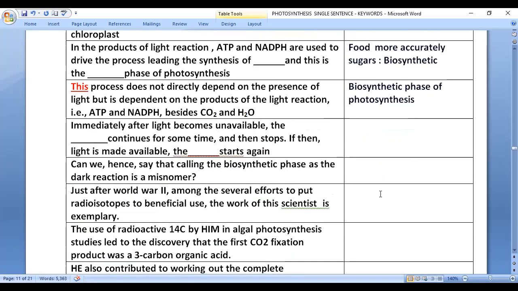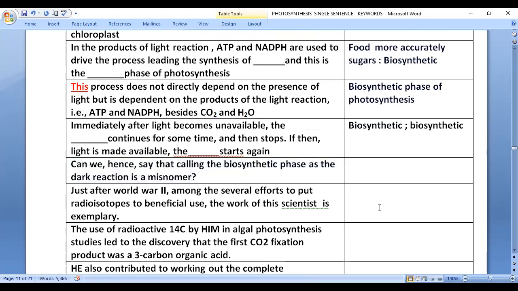Immediately after light becomes unavailable, the biosynthetic phase continues for some time and then stops. If the light is made available, the biosynthetic process starts again.